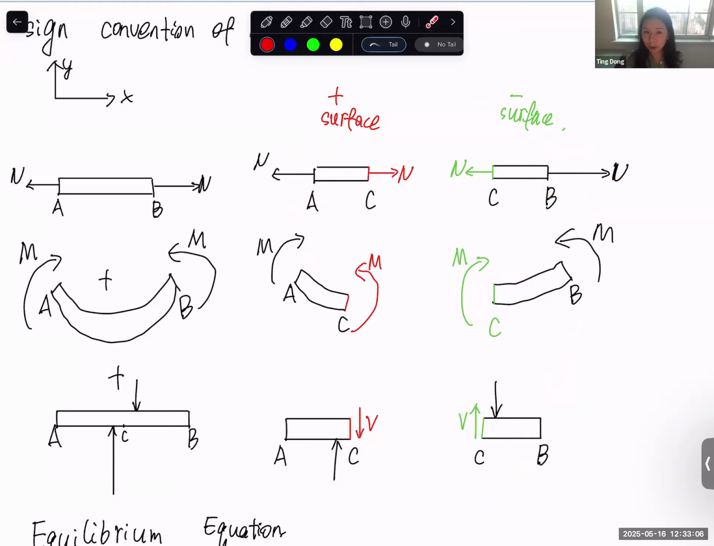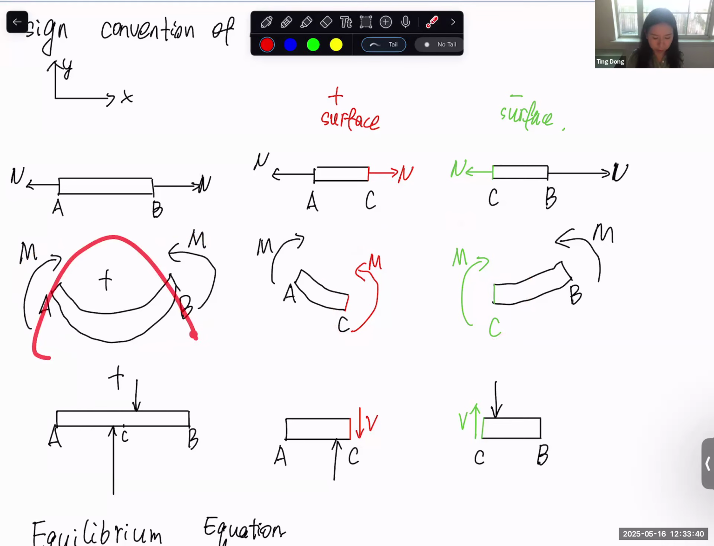It's not that you have a positive value and then you indicate it's tension, or you have a positive value and say, okay, this is the magnitude, but it's compression. No. For normal force, when you calculate a positive value, it should be tension. And if you calculate a negative value, it should be compressive. For the bending, if we define this as a positive bending, then they all should be positive.